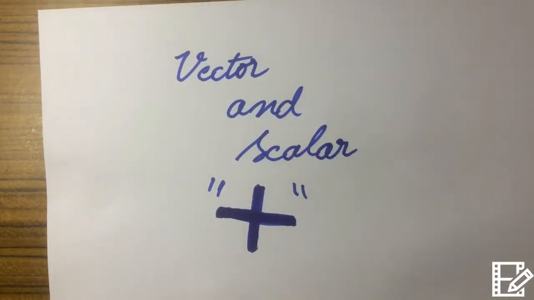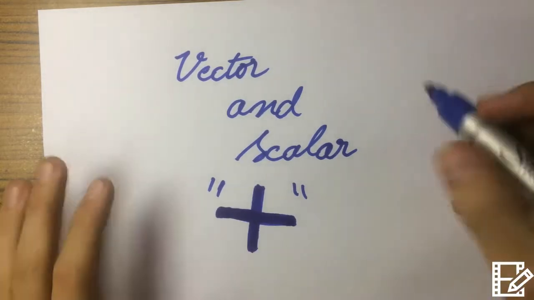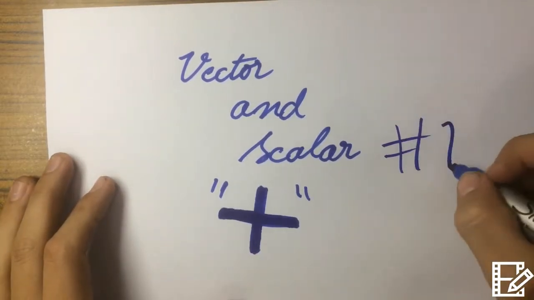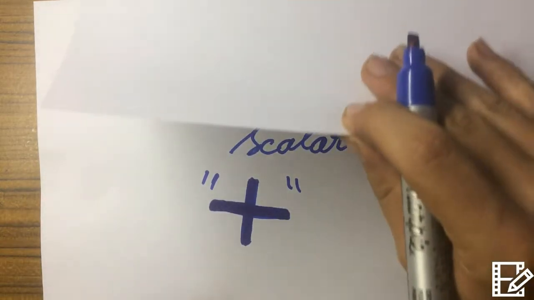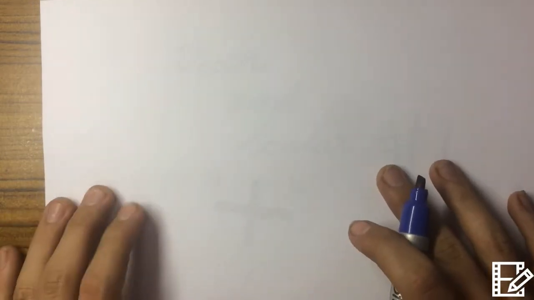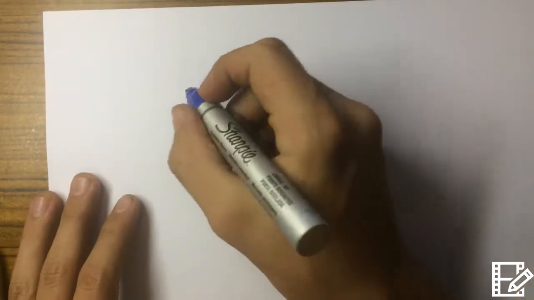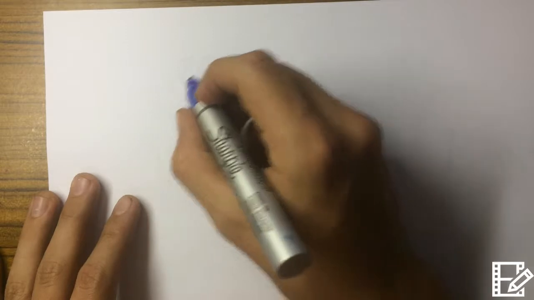This one is on vector and scalar addition. This is going to be the first video. I won't use numbers, but I'll explain what vector and scalar addition is. So let's start with scalars. I'm not adding vectors and scalars together, these are just separate things. So let's start with scalar addition.